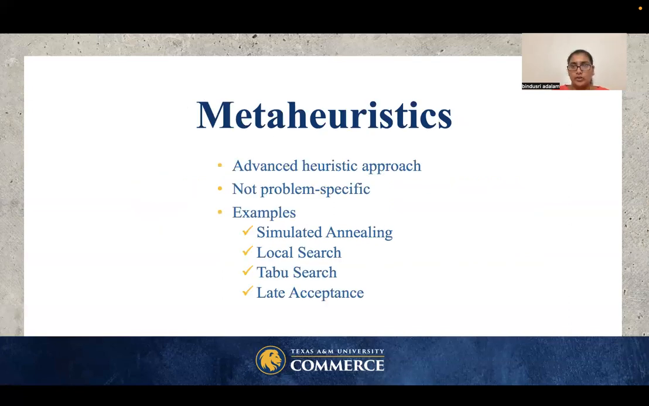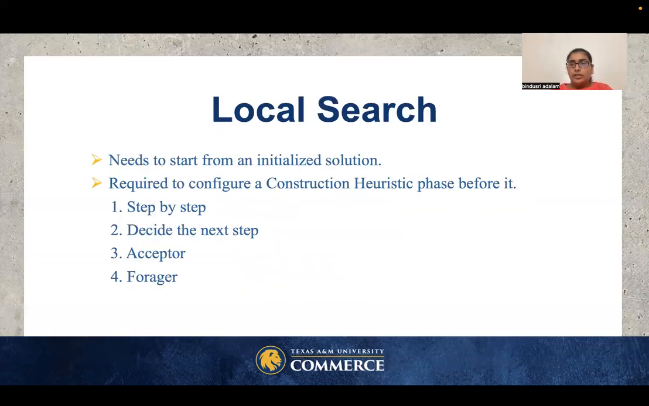Then we have the metaheuristics. Metaheuristics is nothing but a subset of the heuristic approach. These are methods for controlling the basic heuristic algorithm more efficiently. One of the characteristics is that they are not problem specific. This is the key reason why the metaheuristic approach is taken. And examples of metaheuristics are simulated annealing, local search, tabu search, and late acceptance, etc. So in this project, we are using the local search algorithm.